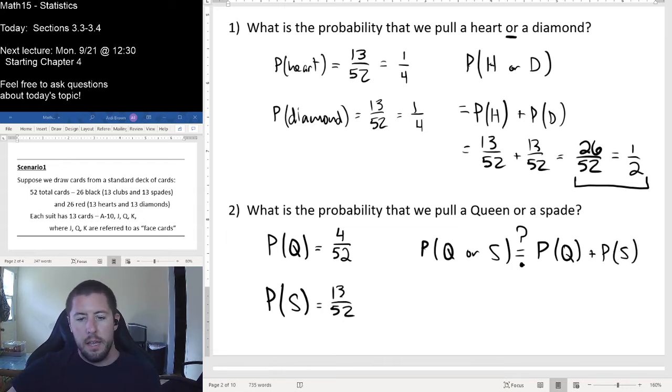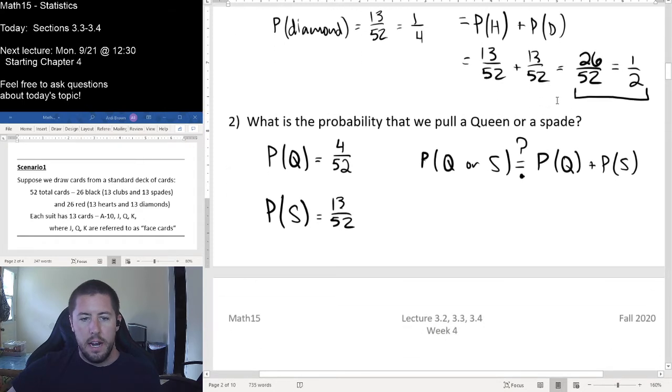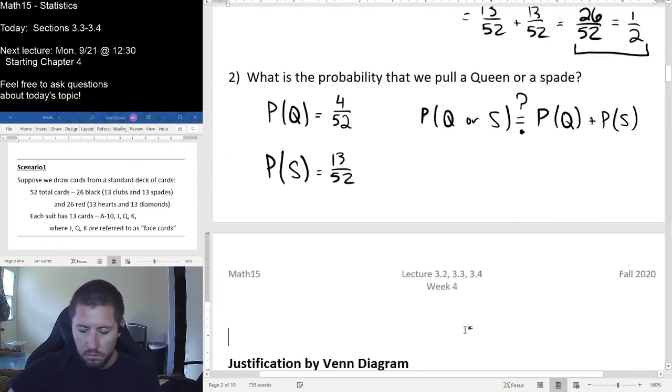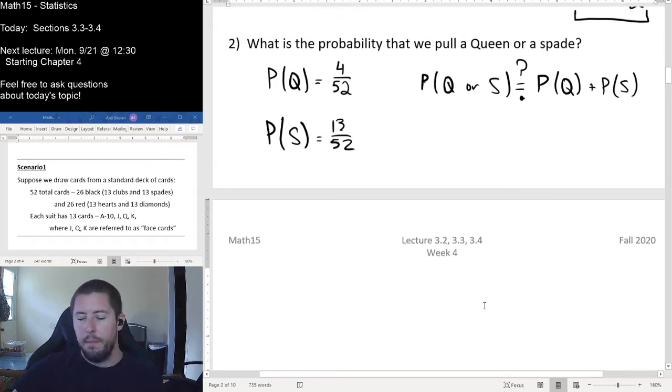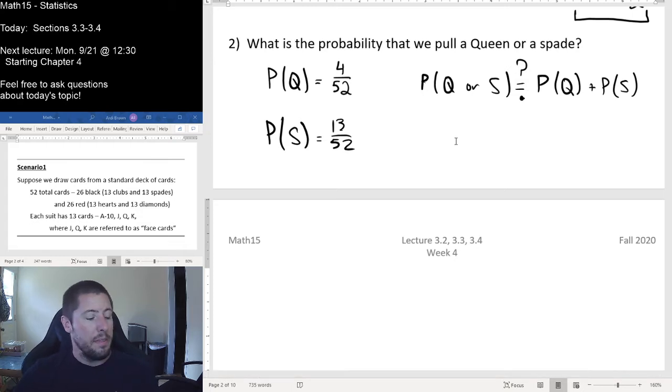And here's what I like to think about. I want to literally picture the cards that are in my deck, the cards I'm counting towards my probabilities here. When I talk about what queens are in the deck, I know that there's a queen of hearts, a queen of diamonds, a queen of clubs, and a queen of spades. When I talk about the spades in my deck, I know that there's an ace through 10 of spades, and then a jack, a queen, and a king of spades.